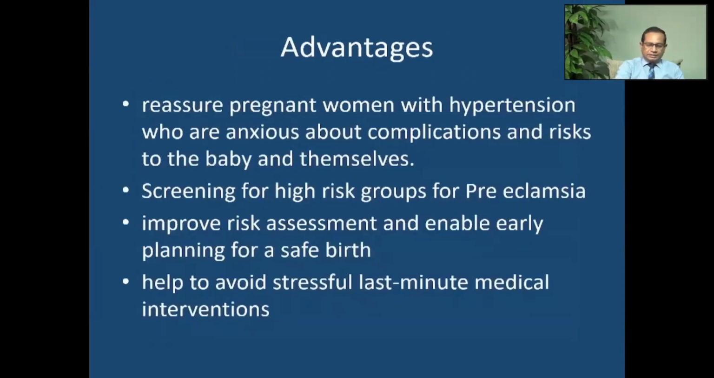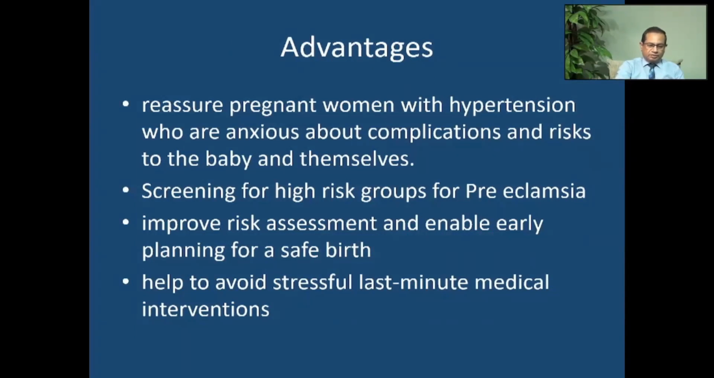The advantage of placental growth factor is that it reassures pregnant women with hypertension who are anxious about complications and risk to the baby and themselves. Because sometimes the mother is worried about the outcome of the baby and the mother if the mother is having high blood pressure during pregnancy.